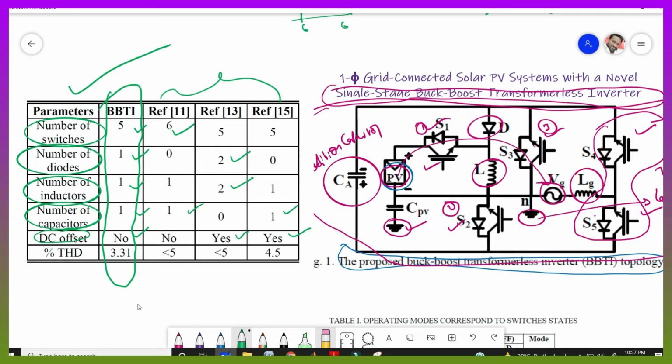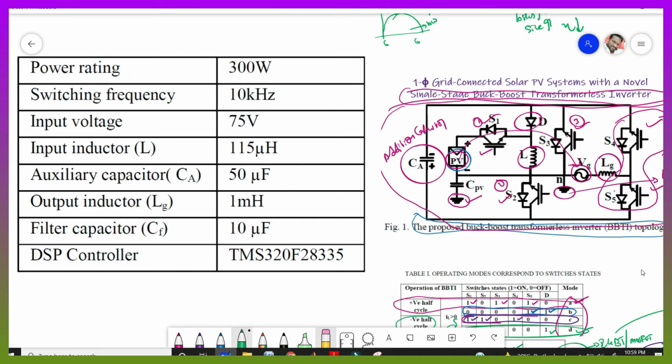And coming to the total harmonic distortion, we have low THD, only 3.31% at the output. Okay, and the remaining projects have higher THD values. So that is the main reason why our project has more efficiency and low losses. Now let's connect our project in MATLAB to observe the results. Before that, we need to know the ratings of our project, right? Here we are taking the power rating as 300 watts, the switching frequency as 10 kHz, and the input voltage as 75 volts. That is the input voltage we are taking for solar.